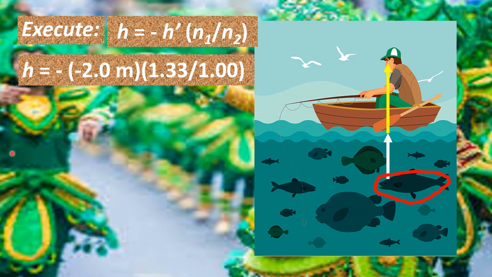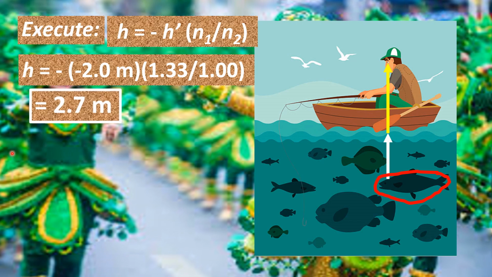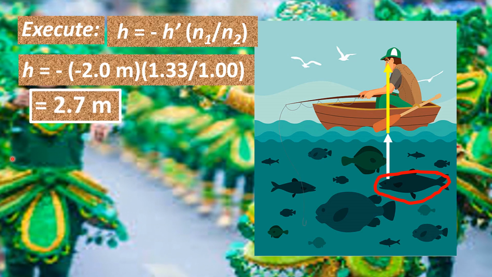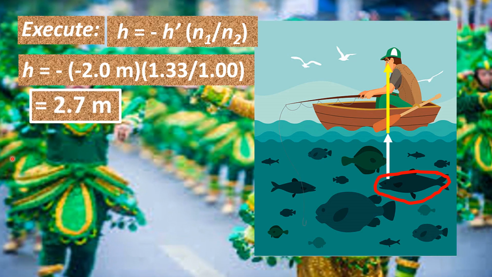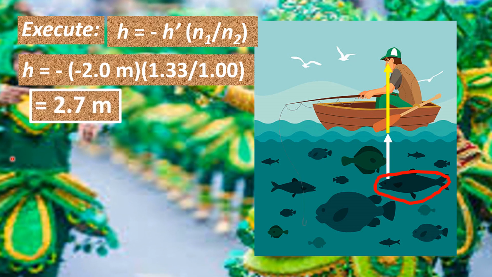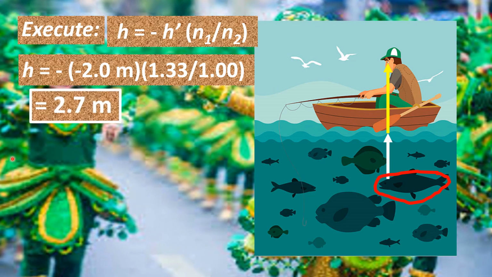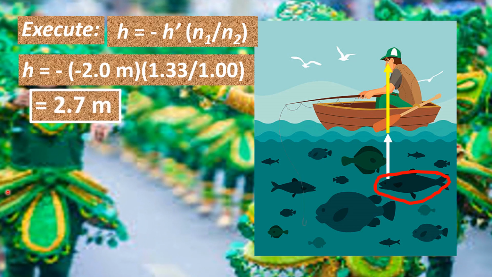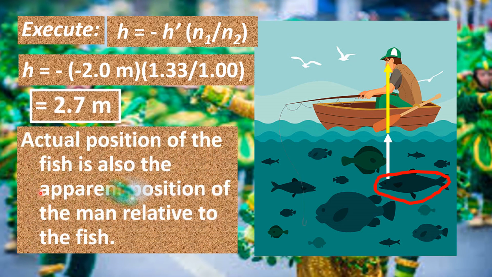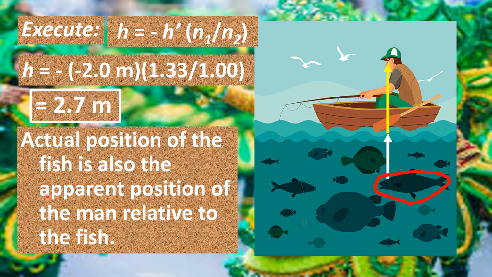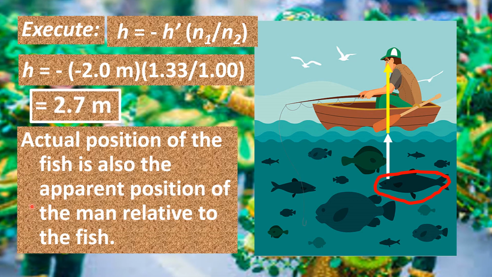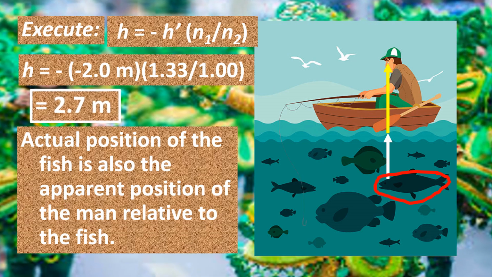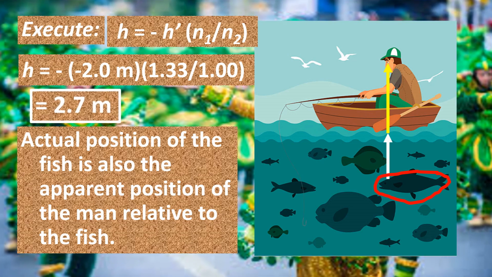So doing our math, we will get the value for h equal to positive 2.7 meters. As expected, the object distance, or h, is positive. So this computed actual position of the fish is in fact also equal to the apparent position of the man when seen by the fish. And we can check that in just a very short while.